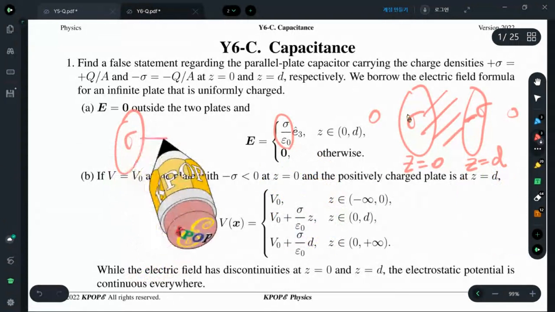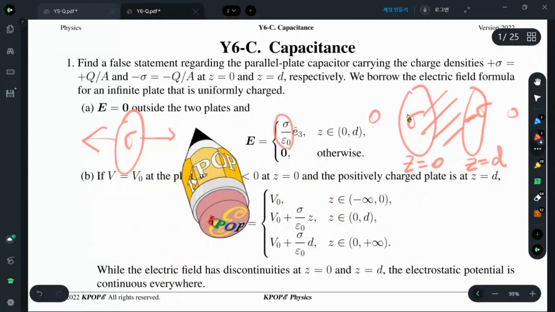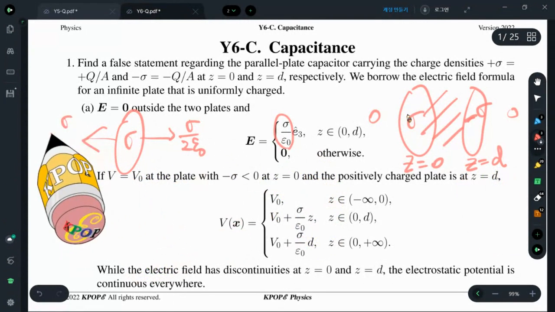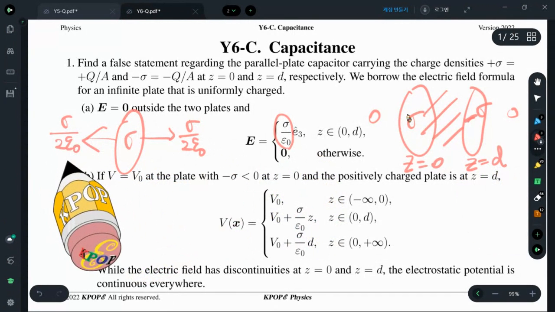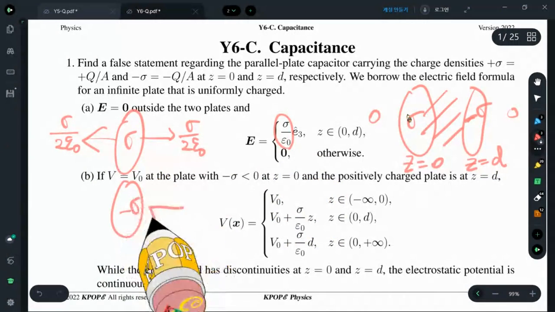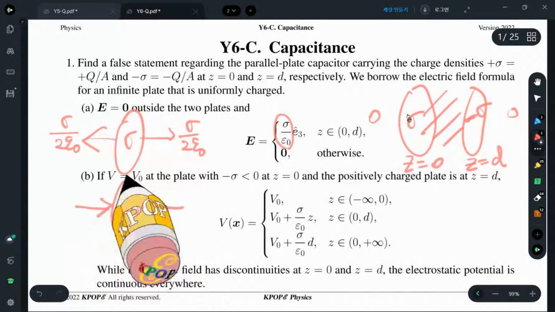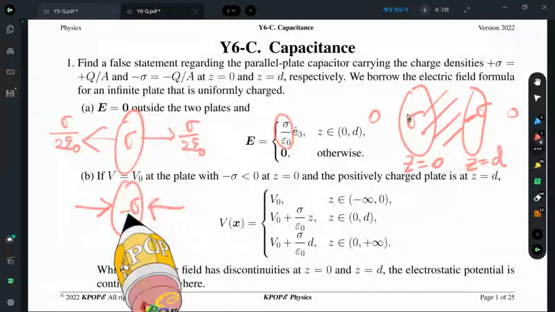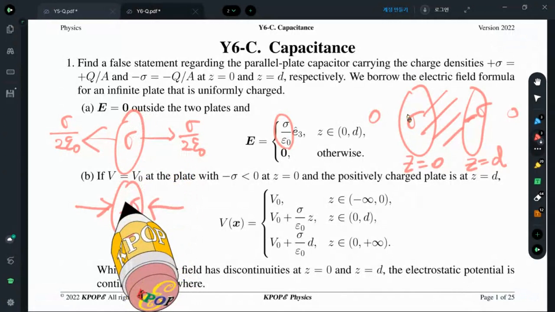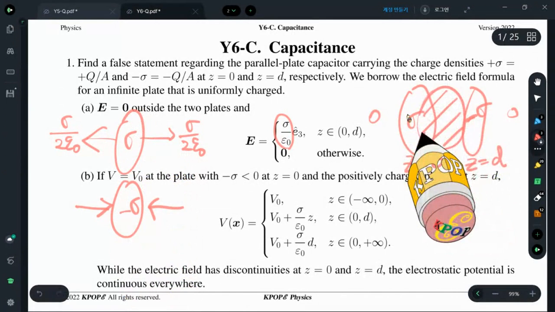Any plate with sigma will give sigma over 2 epsilon 0. If it is negatively charged, the field is toward the plate. And according to the superposition principle, the sum of these two produces the electric field between the two plates. And this is the parallel plate capacitor.